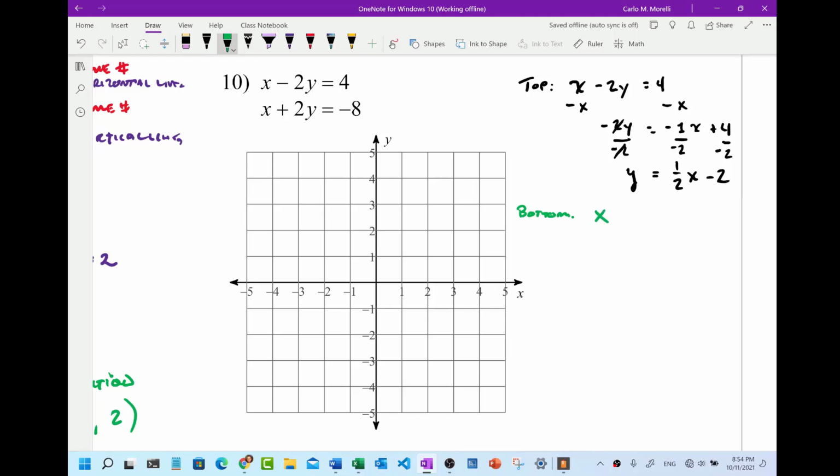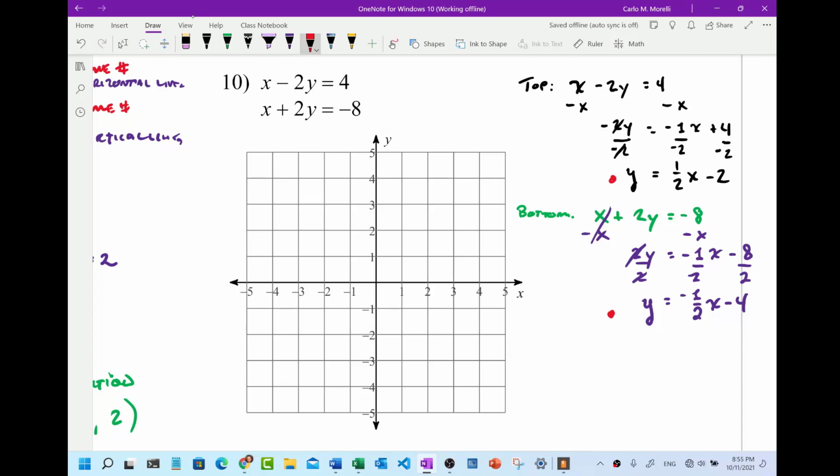And that was x plus 2y equals negative 8. And I'll subtract x from both sides. And I'll have 2y equals negative 1x minus 8. And divide everything by 2. Divide by 2. Divide by 2. Okay, cancel, cancel. Y equals negative 1 over 2x minus 4. Okay, so now we're going to plot both of these lines here.